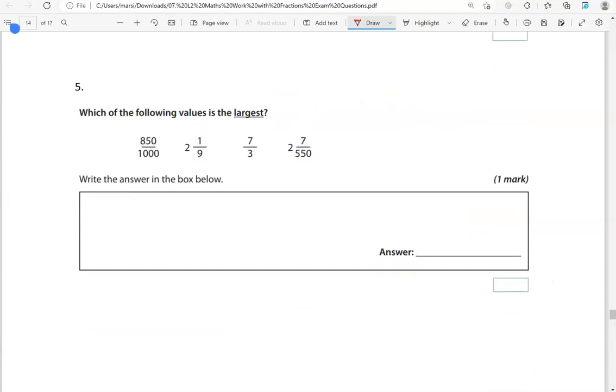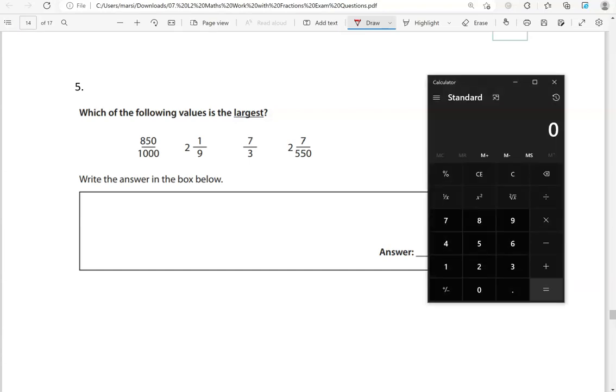Which of the following values is the largest? So we've got 850 thousandths, 2 and 1/9, 7/3, 2 and 7 550ths. Write the answer in the box below.